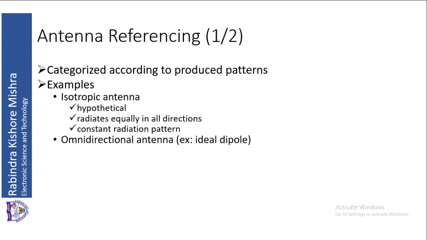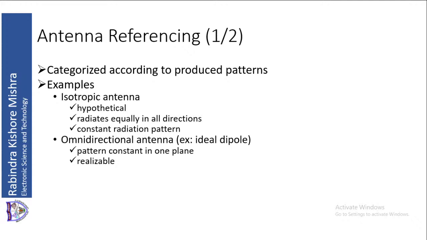So this is one category of antenna in terms of radiation pattern. The radiation pattern is here spherical, so everywhere it is the same, and this is called an isotropic antenna. Similarly, there is another antenna which is called an omnidirectional antenna. These are a group of antennas we can call omnidirectional antennas. An example is an ideal dipole that we are going to study later.